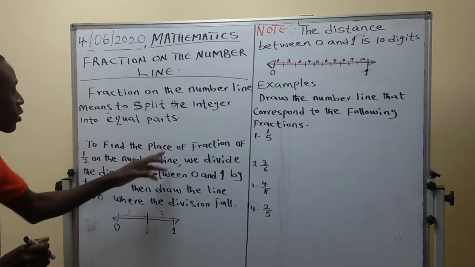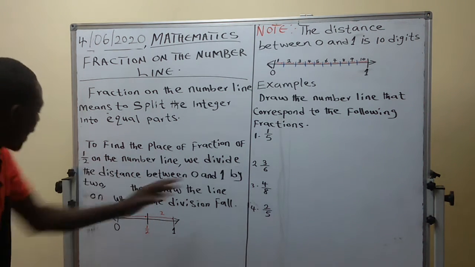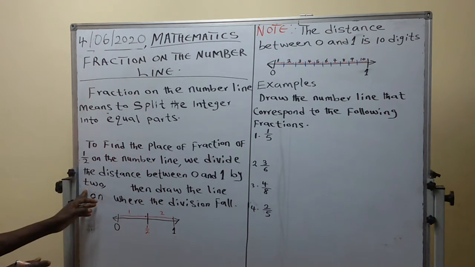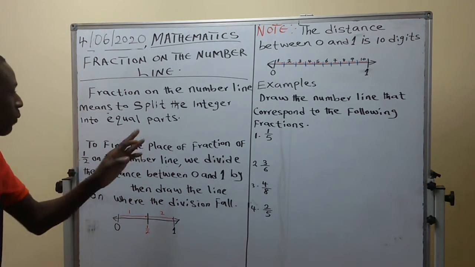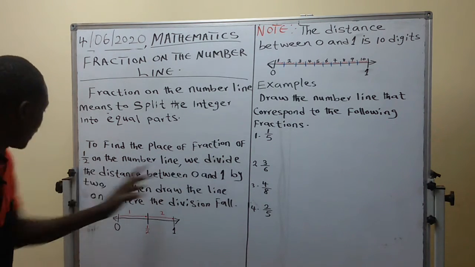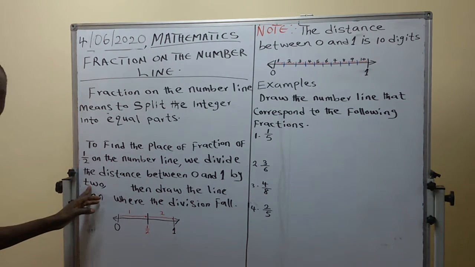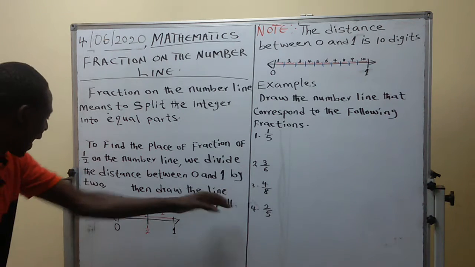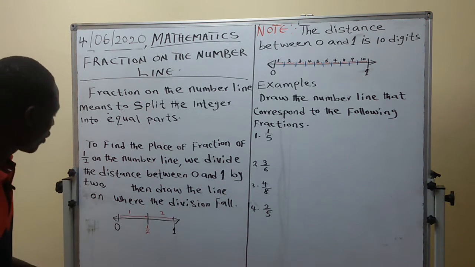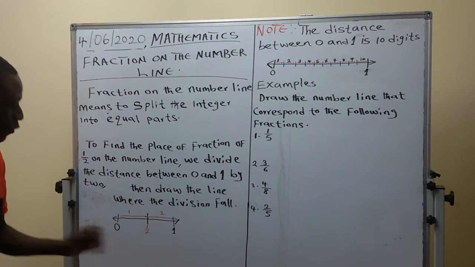Now, to find the place of the fraction 1/2 on the number line, we divide the distance between 0 and 1 by 2. Then draw the line where the division falls.